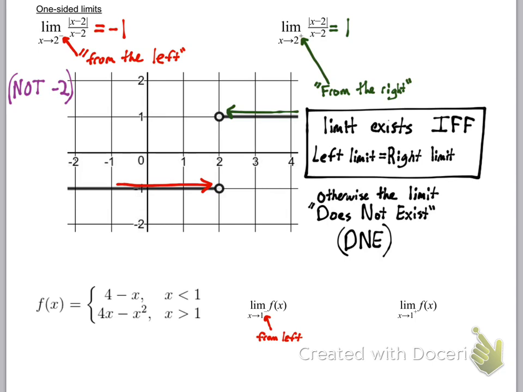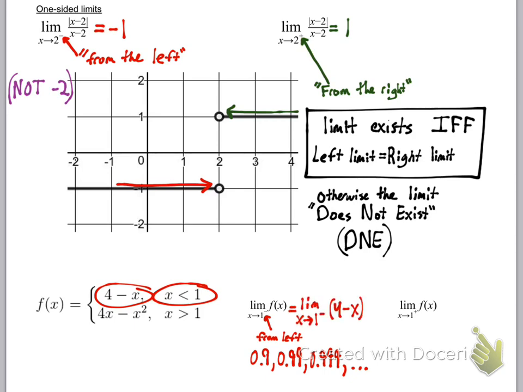Well, look at this piecewise function. We have 4 minus x when x is less than 1, and 4x minus x squared when x is greater than 1. The minus there means x approaches 1 from the left. Those values are like 0.9, 0.99, or 0.999, getting closer and closer to 1 from the left. In other words, values that are smaller than 1, shown by x is less than 1. That means from the left, we use this part of the function, 4 minus x.